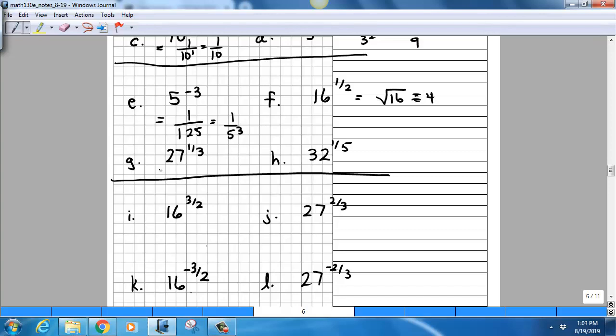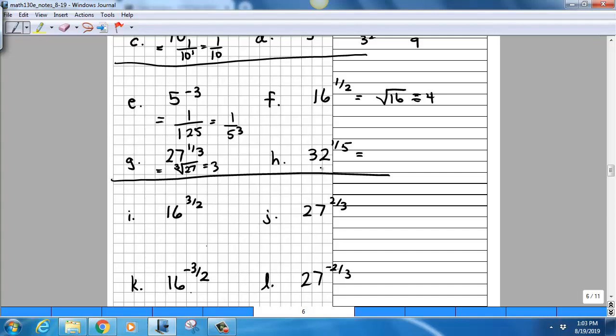What's 27 to the 1/3 power? Yeah, cube root of 27, right? So what is the cube root of 27? 3, right. We know that because if you raise 3 to the 3rd power, you get 27, okay?